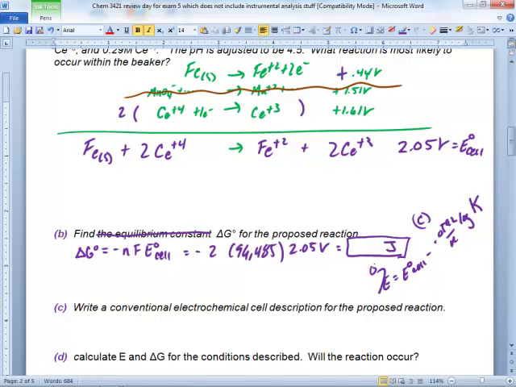Part C, write a conventional electrochemical cell description for the proposed reaction. I'll do part of it for you. I'll do the little double bar. Now remember what's supposed to go over here. The anode. And which one is that? Is that the top one or is that the bottom one? It's the top one.